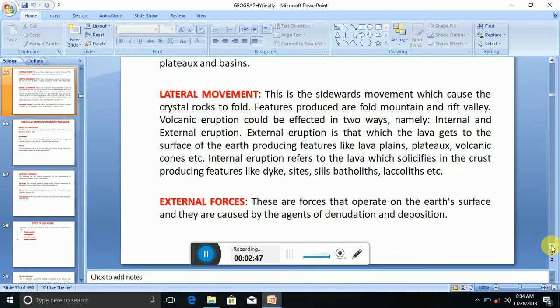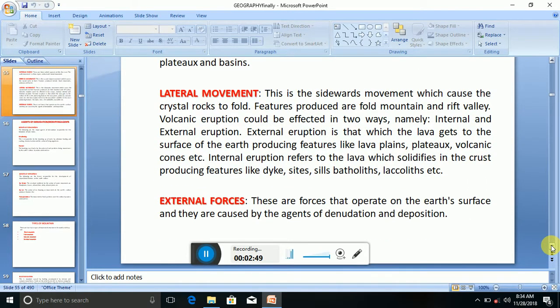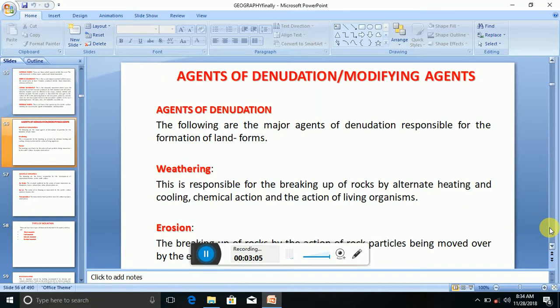Now let's talk about external forces. These are forces that operate on the Earth's surface and they are caused by the agents of denudation and deposition. Agents of denudation and modifying agents.